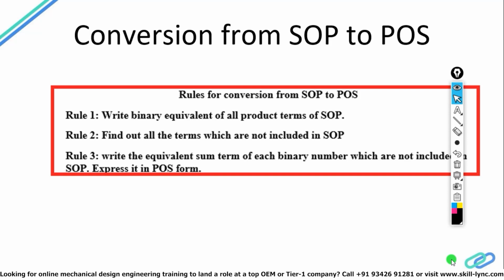If 8 possible combinations are there and out of 8, 3 are included in the SOP, the rest of 5 will be considered as max terms. And you will write those 5 max terms in the form of POS. So the rules are, first of all, write down min terms in binary, then identify which are not included in the SOP, then write those missing values out of the list of possible combinations in terms of POS. Let us see the example. The things will be more clear.